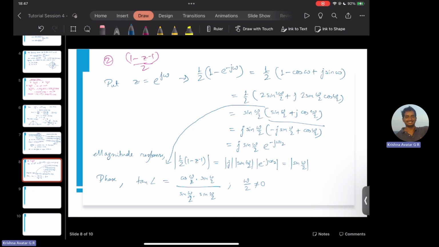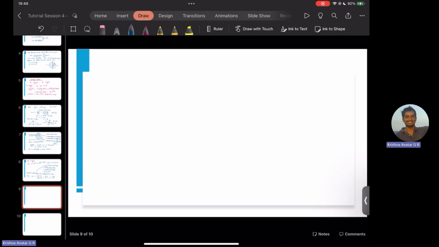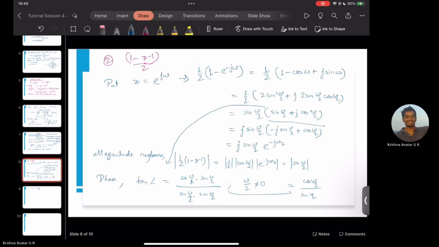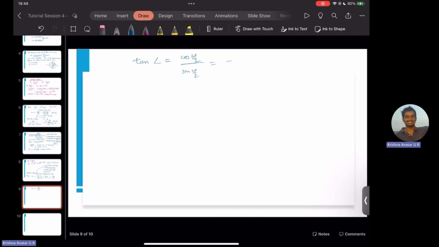And this is the reason, which you'll know later, why there is a discontinuity at omega equal to 0 in the phase, right? So what you have here is, this is going to be equal to cosine omega by 2 divided by sine omega by 2, right? And with this, we have tan angle is equal to cosine omega by 2 divided by sine omega by 2. And this is essentially cot omega by 2.